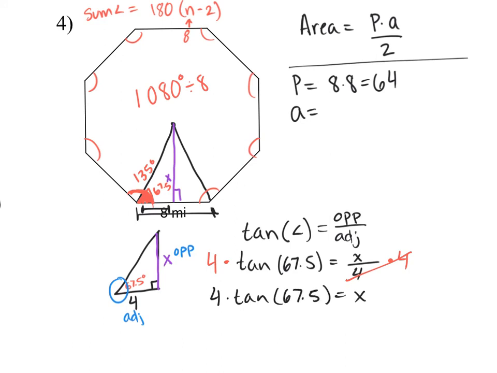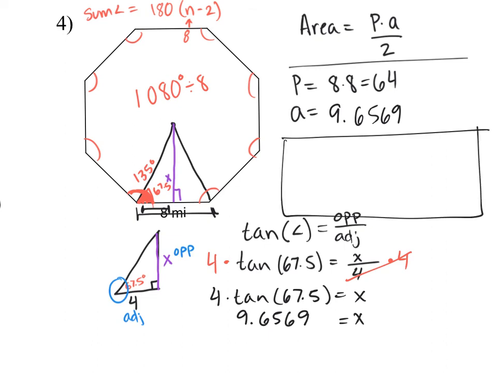equals x. I can type that into my calculator exactly as written, and I get that x, I'm going to round to 3 or 4 decimal places here, equals 9.6569. I'll do 4 decimal places. Remember, depending on how you round, your answer will vary a little bit from mine, but as long as you're within a couple of decimal units, you'll have it correct. Now we found our apothem. This x, remember, is the apothem. So we found our apothem. We're ready to go after our answer.